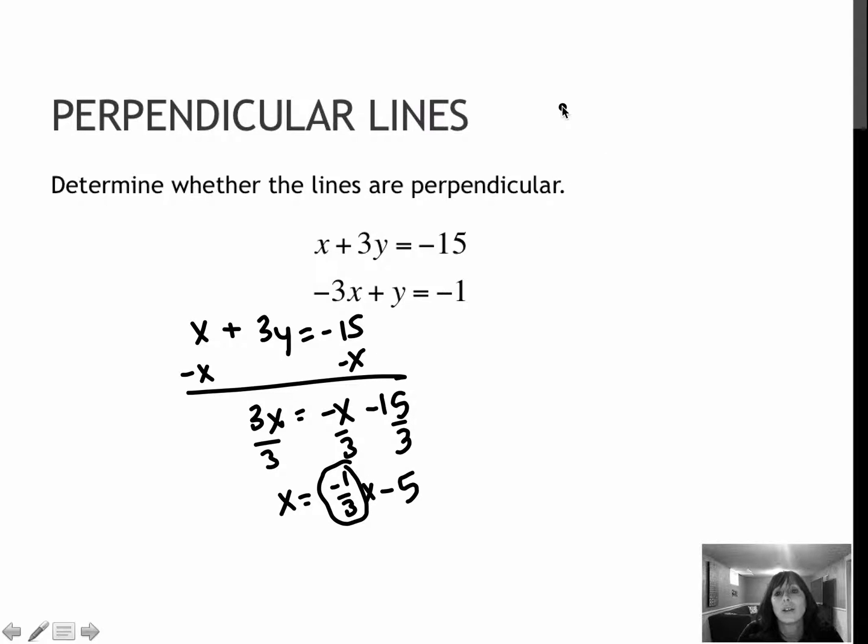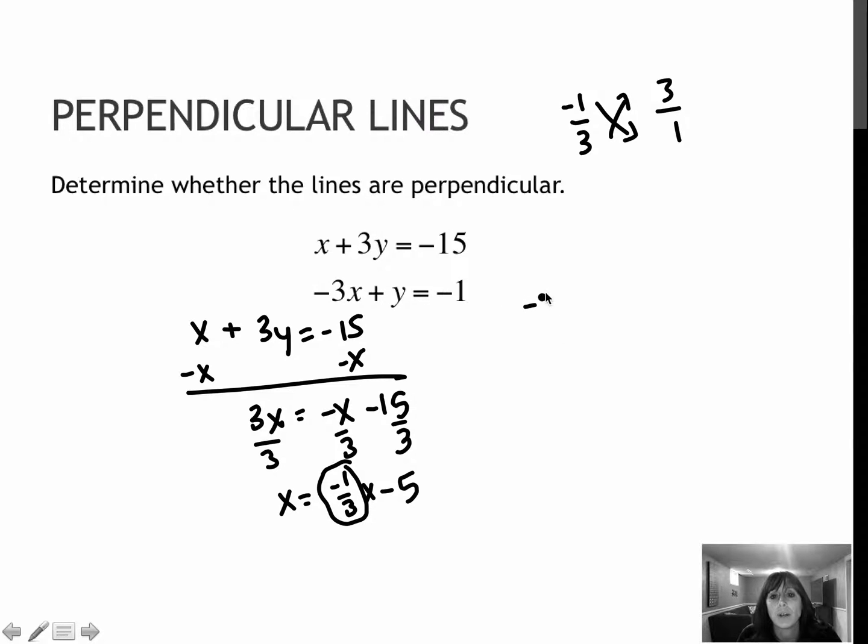Now, let's take a look at negative 1/3. What is the opposite reciprocal of that? Well, if I flip this over, it gives me the 3 on the top and the negative 1 on the bottom, except I also need to change the sign. So I'm changing it from a negative to a positive. So if I look at my second equation and I end up with a slope of 3, I'm going to say that yes, they are perpendicular.